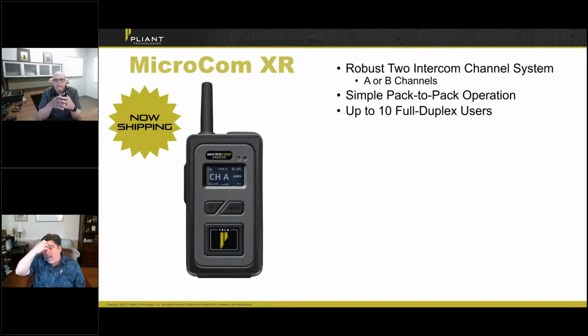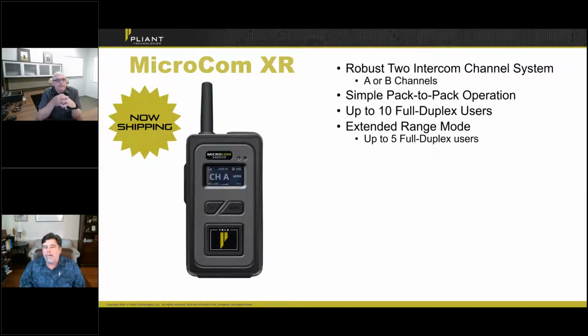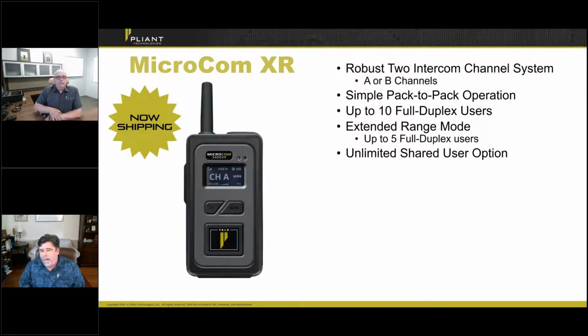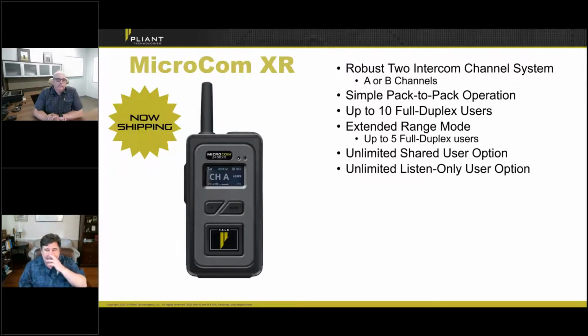You can have up to 10 duplex users on this system in the settings, or you could set it into a 5-user extended range mode, and you'll be seeing in some slides down the road here how far this guy will actually transmit. And 900 megahertz is very, very impressive. Unlimited shared user options, so you can have an unlimited amount of shared users on there. And we have a couple different types of modes with this XR system that Art's going to be discussing shortly in slides to come. So shared user option, we'll be explaining that further.